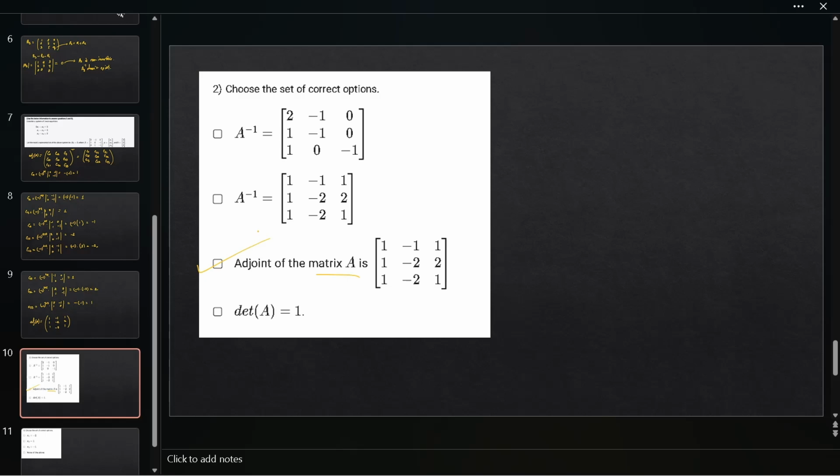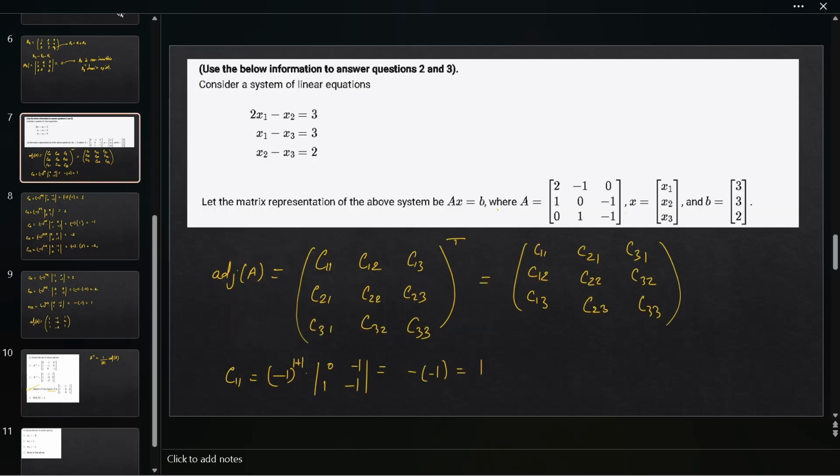The second thing is to find the inverse of the matrix A. So once we know the adjoint, it is very easy to find the value of the inverse. Why? Because A inverse is given by 1 over determinant of A times adjoint of A. So let's find the value of determinant of A first. We can do it here as well.